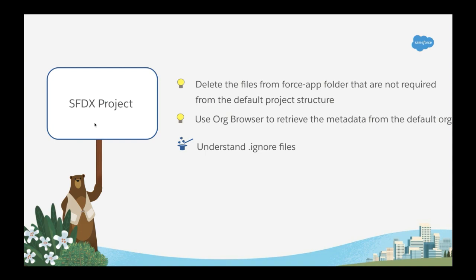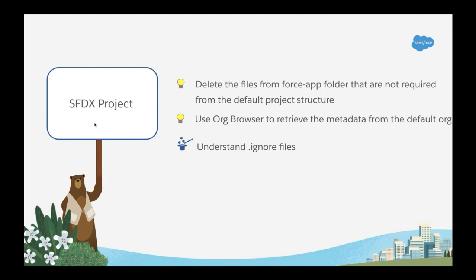Understand the ignore files. When you created a standard template project, you would have noticed that there are some ignore files like the .gitignore file and the .forceignore file, and similarly the ESLint and Prettier ignore files. So these are the files which should never be ignored. Okay, so what are these files meant for?